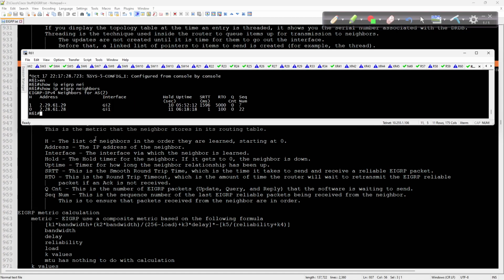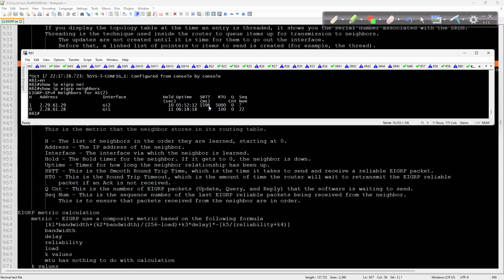Now, you have the address, the IP address of the neighbor, right? The interface on which they were learned, and the hold time for the neighbor. If it gets to 0, the neighbor is down. The uptime is the timer for how long the neighbor relationship has been up, so we're looking at a few hours. SRTT is the smooth round trip time, which is the time it takes to send and receive reliable EIGRP packets. Right now we're looking at 1 millisecond versus 1596.